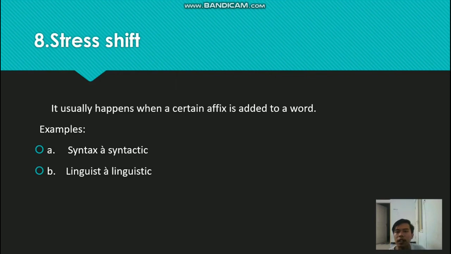And the eighth is stressing. It usually happens when a certain affix is added to a word. For example, synthetic and linguistic.